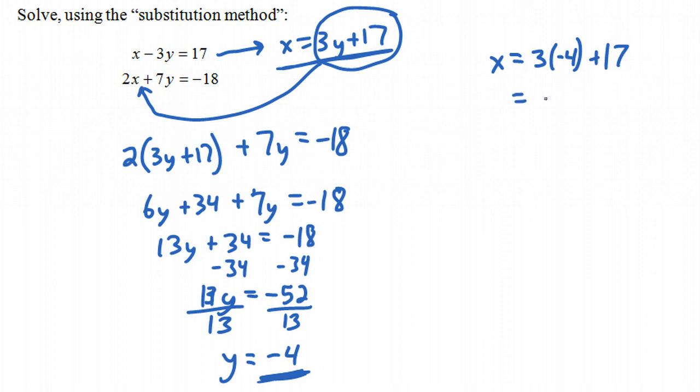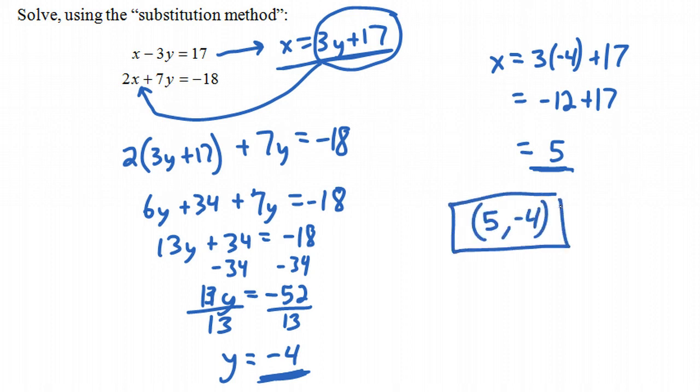And let's see what we get. We get negative 12 plus 17, that would be 5. And so x equals 5. So x equals 5 and y equals negative 4 is the solution. So that would be the ordered pair 5 comma negative 4. And you can go ahead and check for yourself. If you plug in 5 for x and negative 4 for y into both these original equations, they'll both be true. Okay, so that's the substitution method.